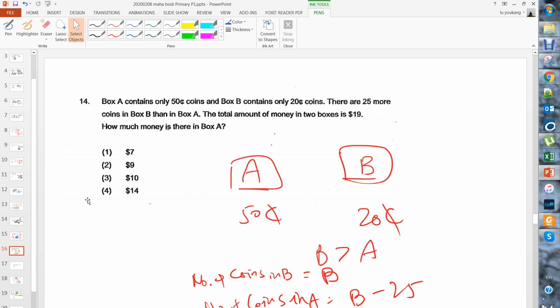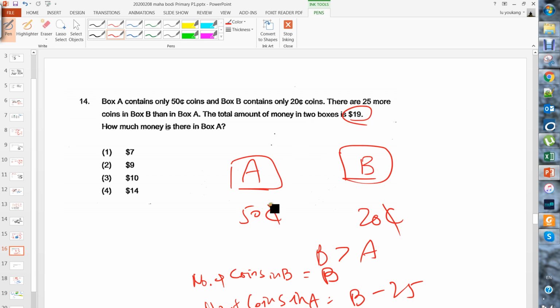Very good. So similarly, if the coin in B is B, that's why the coin in A is B minus 25. If you start with X, X minus 25. Exactly. That's the reason why. So now it says then the total amount of money in two boxes is $19. $19, right? Okay, good.